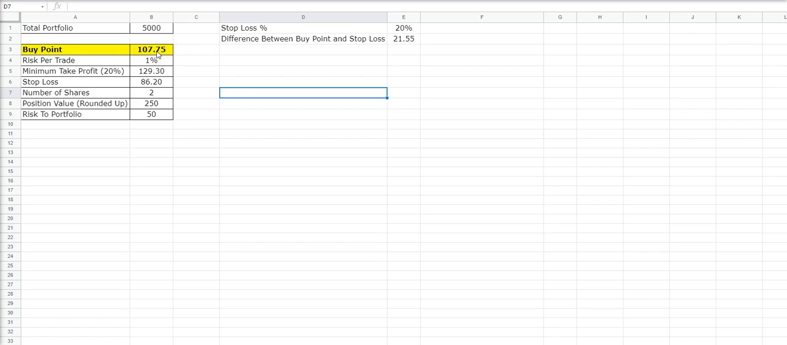So there it is, guys. 107.75 is my buy point. There's the stop. There's the take profit. That's it. That's all I need to worry about. Just set the trade when the market's open and forget about it until I either make 20% on that trade or lose 20%. But not 20% of the portfolio, just 20% on that particular trade.